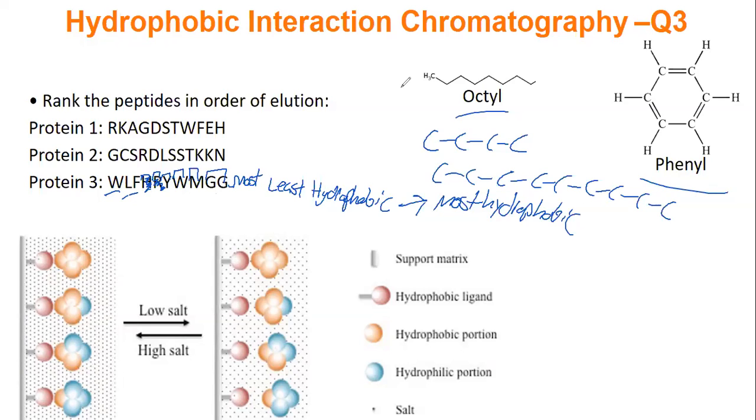3, 2, 1. So 3 will come out last, since it's the protein with the most hydrophobic amino acids. So what will come out first? Well, we know 3 will come out last. Now we have to decide between 1 and 2.